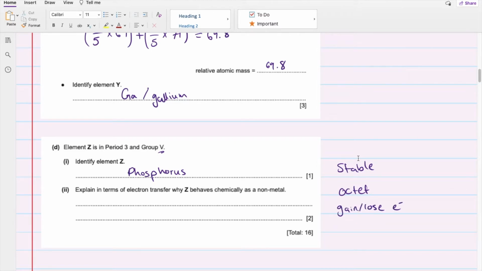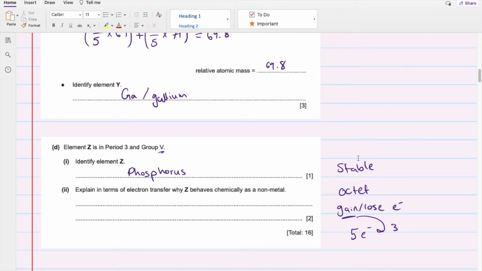Now phosphorus is in group 5. That means, now see, the groups tell you how many electrons are in the outer shell, right? The valence electrons. Now we want to get to 8. How do we do that? Is it easier to lose 5 and go to the shell before? Or would it be easier to just gain 3 and get to 8? It's definitely easier to gain 3, hence why it's a non-metal.